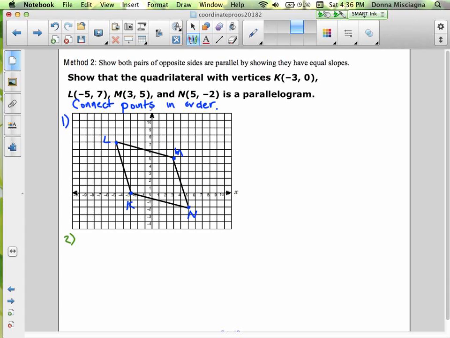Step number 2, what do we want to show? We're going to show that both pairs of opposite sides are parallel. And how are we going to do it? What formulas are we going to use? We're going to use the slope formula.